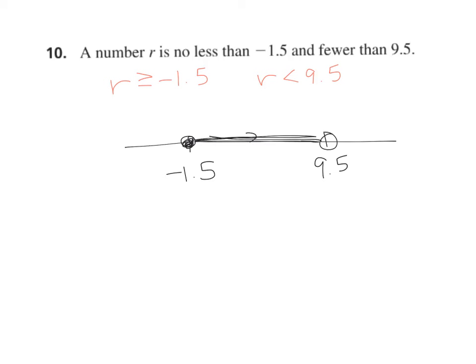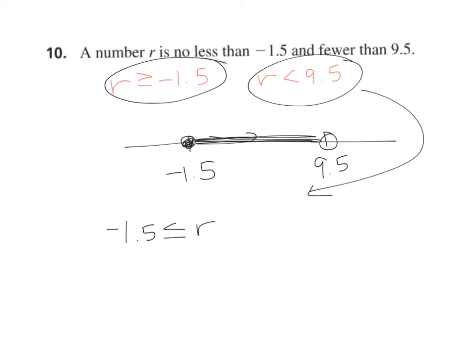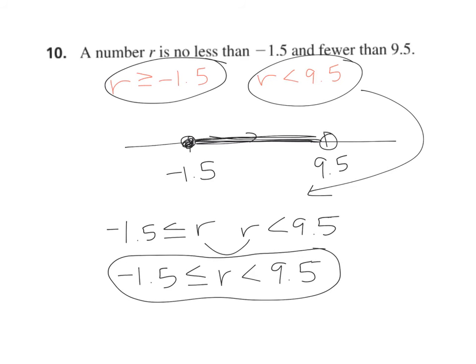Now we did not write this one as a compound inequality, so we're going to have to do that. So this is my smallest one. I'm going to flip it. That's going to be -1.5, less than or equal to r. I'm going to bring this one down here. R is less than 9.5. We're going to combine these. We should get -1.5 less than or equal to r, less than 9.5. That would be the correct inequality.